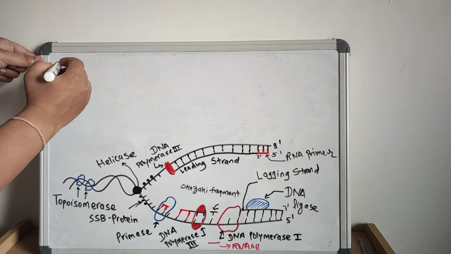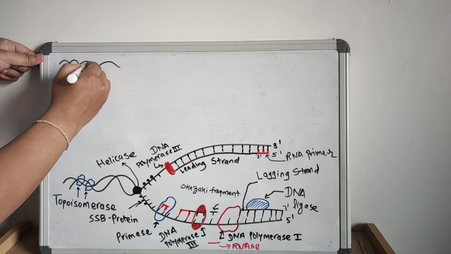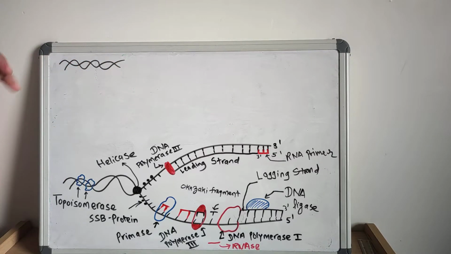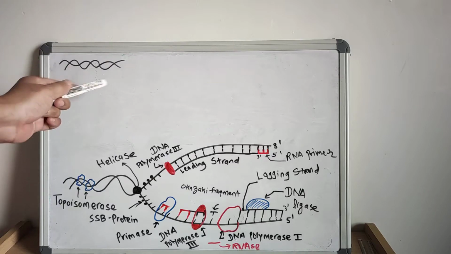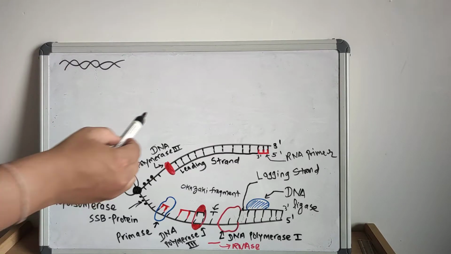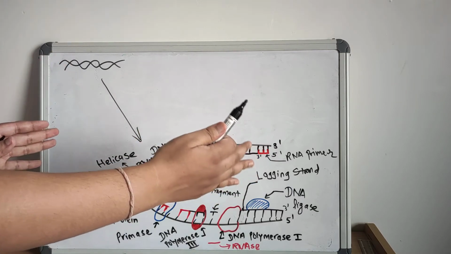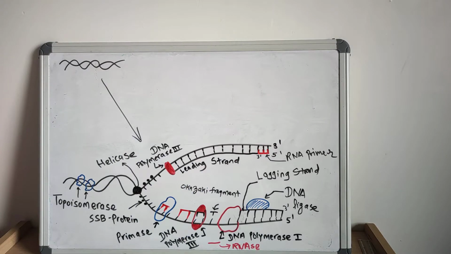I have already discussed that the double-stranded DNA of eukaryotic organisms has multiple origins of replication. I'm showing only one part of the replication where the DNA replication occurs.